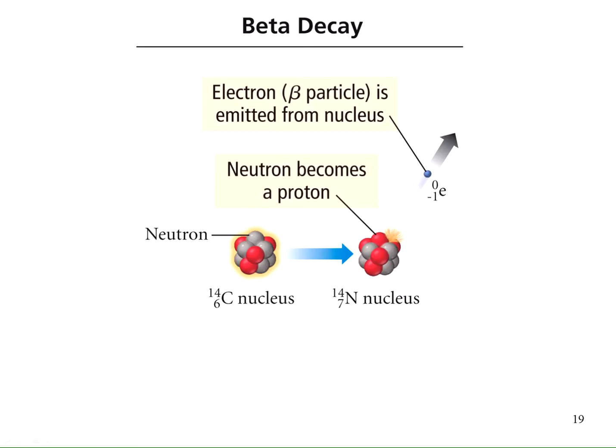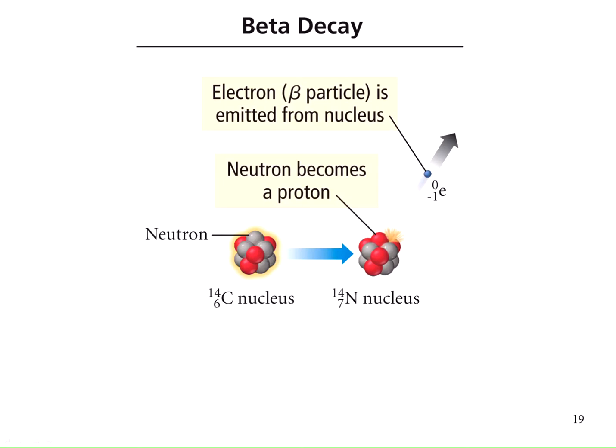Now let's look at beta decay. An electron, a beta particle, is emitted from the nucleus. This may seem a little bit weird to you. You eject an electron that comes out of the nucleus. And when this happens, a neutron becomes a proton.